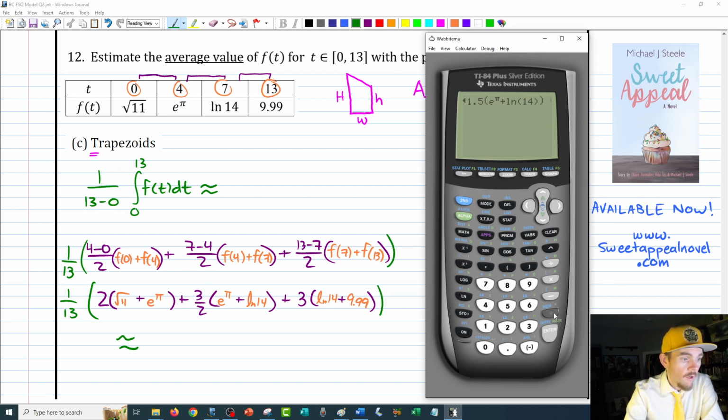Okay, there's that second part. And finally, we have 3 times the natural log of 14.